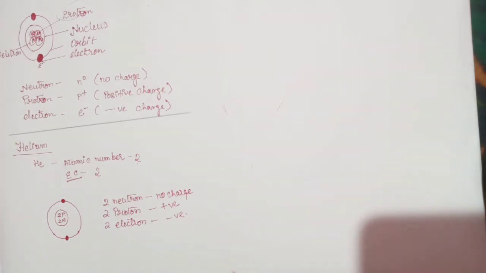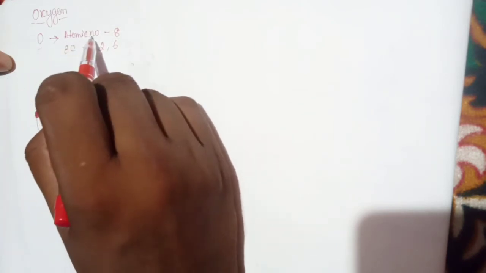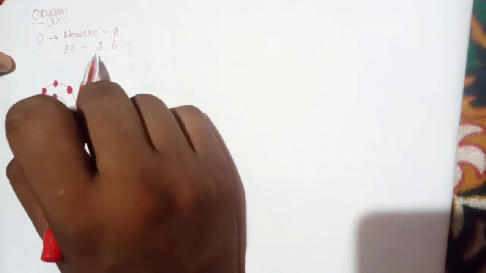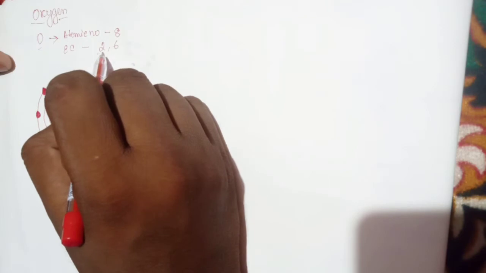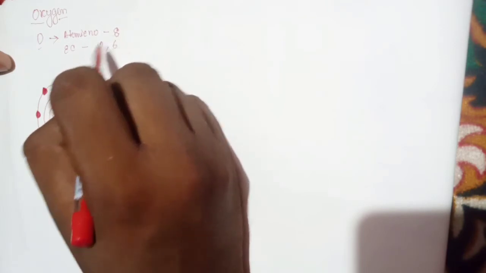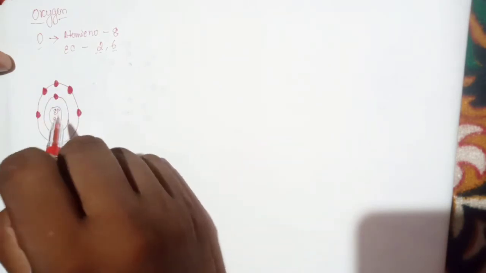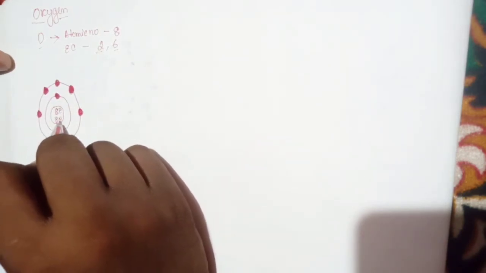Here is one thing I would like to tell you about the stability of electrons. Let us see one more example, that is oxygen. The symbol is O and the atomic number is 8. So the electronic configuration becomes 2, the compulsory 2 electrons on the first shell, and the remaining, 8 minus 2, that is 6, is left over. In the nucleus we have 8 protons, 8 neutrons. In the first shell we have 2 electrons, and in the outermost shell 1, 2, 3, 4, 5, 6. So it is an unstable atom.